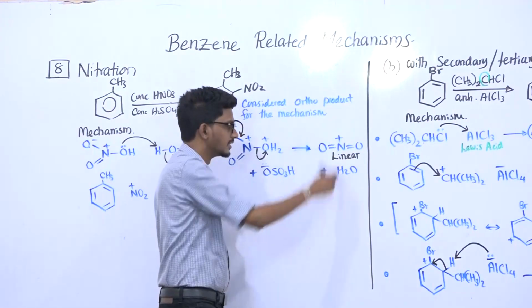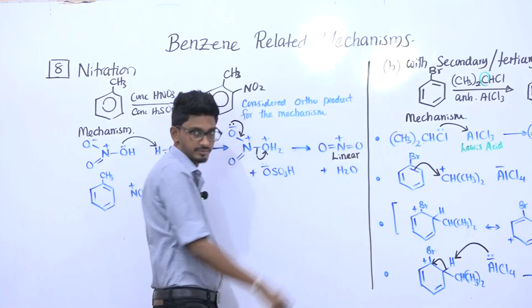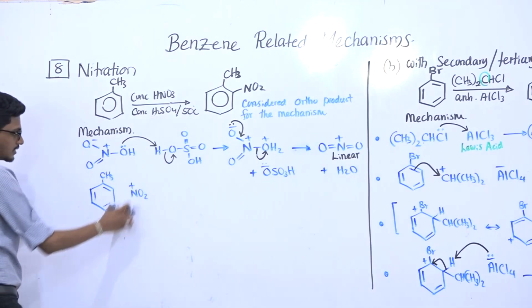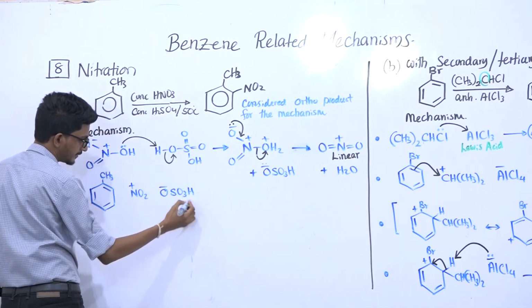You are coming up with a linear active electrophile with an sp hybridized central atom. So O minus SO3H is also there.